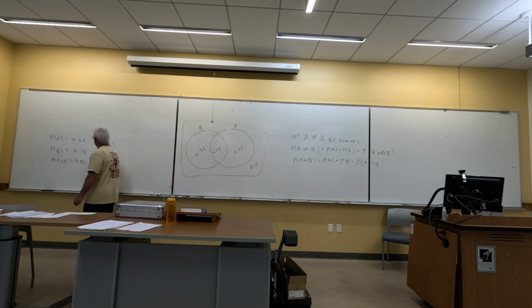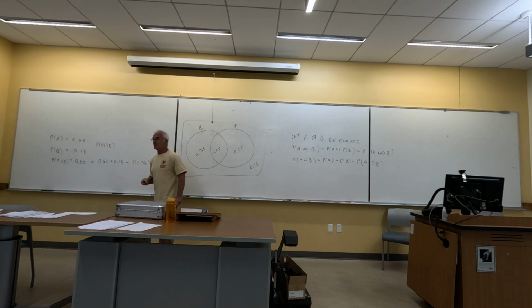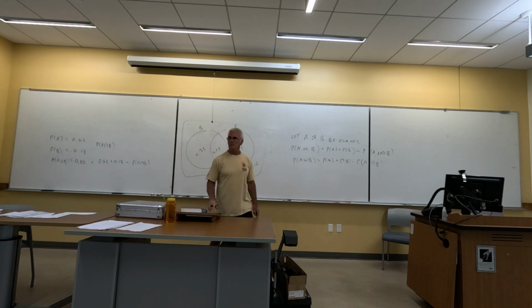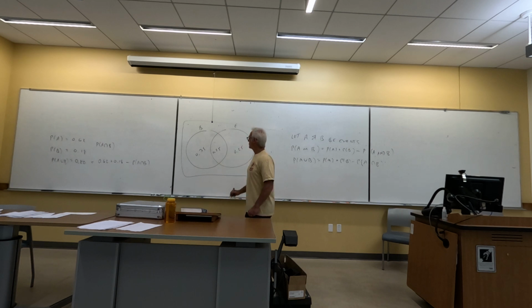Well, isn't this supposed to be 0.62 plus 0.18 minus the probability of the intersection? Isn't that what we just said? So that would make this 0. Is that possible? There's a word we used before.